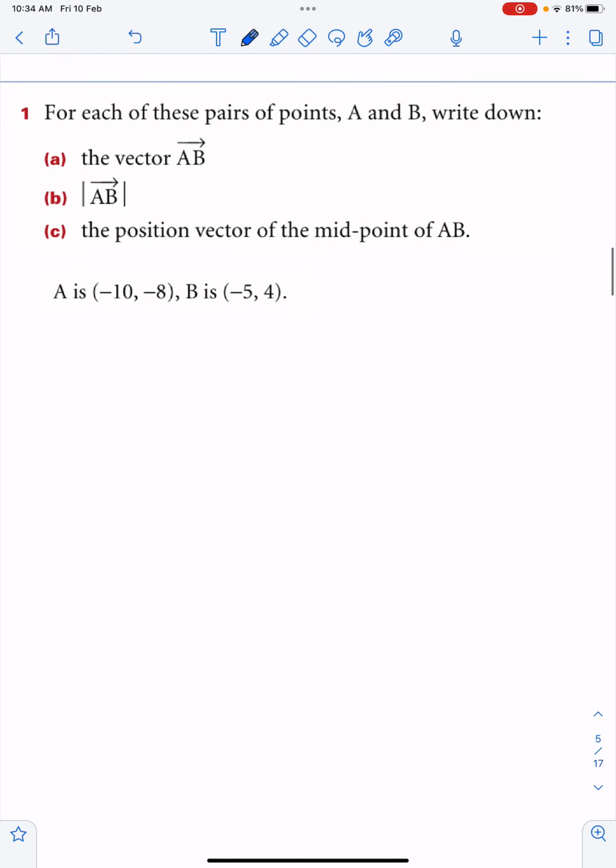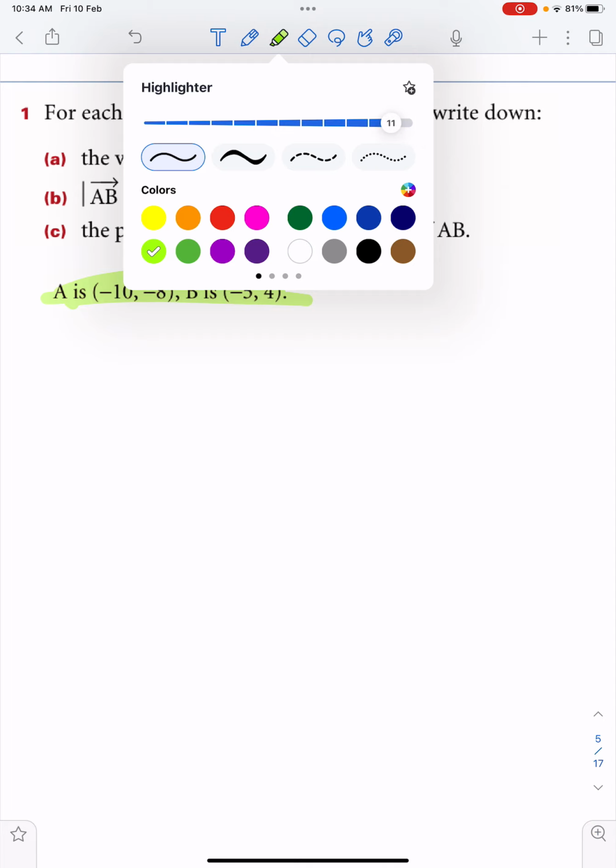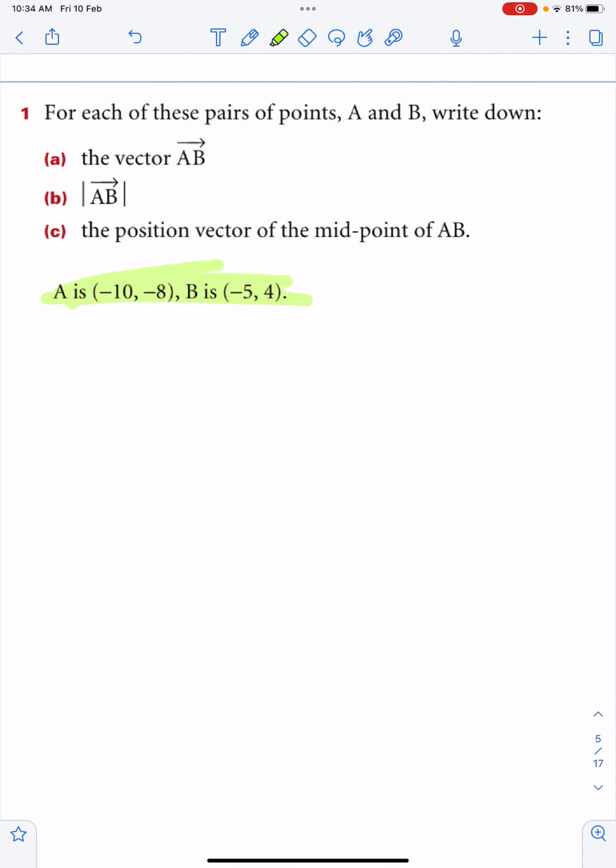Let's move on to this one. For each of the following pair of points, they're talking about these pair of points. Write down the vector AB. Okay, if I want to find out the vector AB, AB is always going to be OB minus OA.